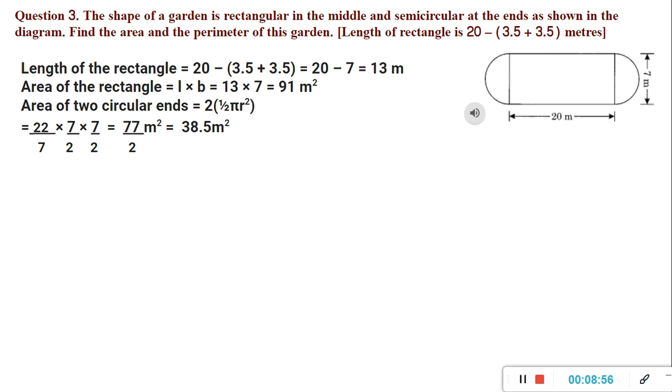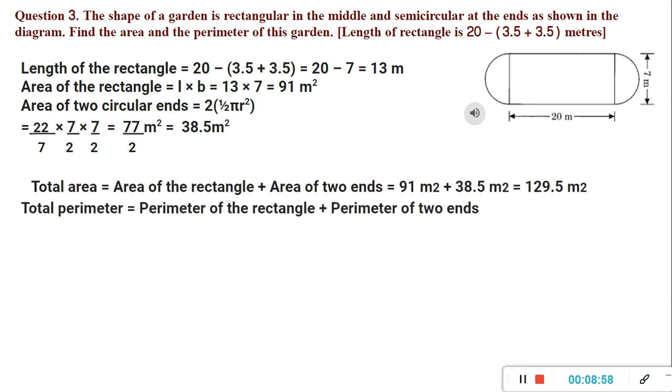Okay. Now we want to find the total area. Total area means area of the rectangle plus area of the two ends, the two semicircles. That is 91 meter square plus 38.5 meter square is equal to 129.5 meter square.